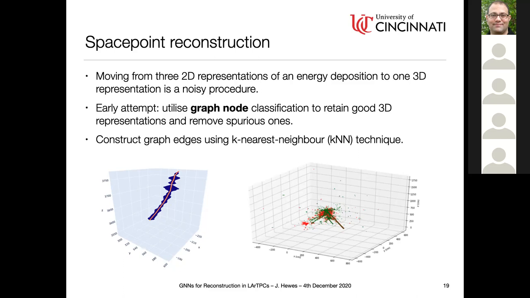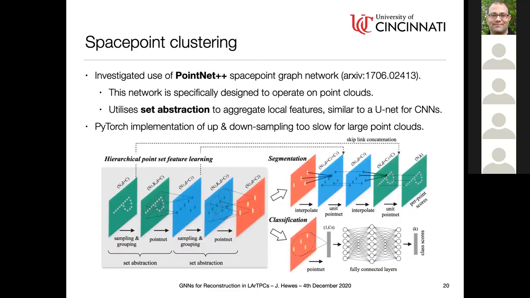We construct these using the potential graph edges, just using a simple k-nearest neighbor. And we attempted to use the message passing network I just talked about for this. Also, I explored another model I don't have time to go into detail on called PointNet++, which is specifically designed to operate on point clouds. So it's perfect for this kind of application.